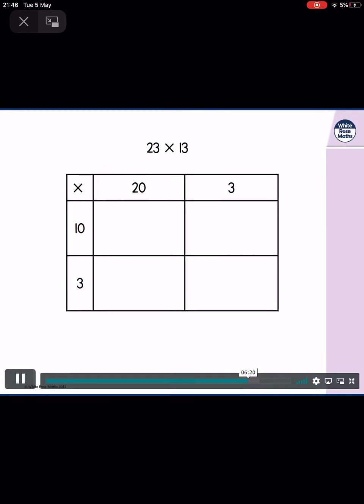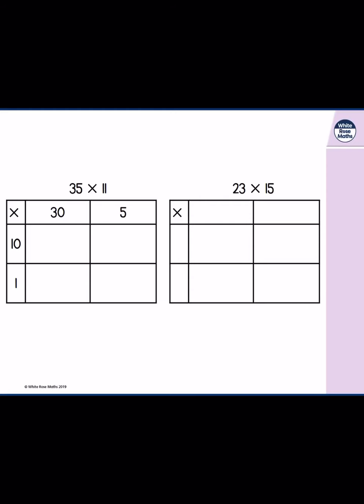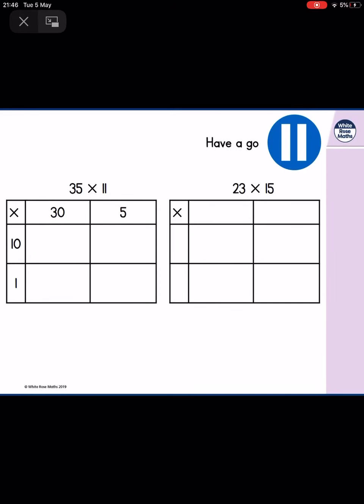For our area model this time, we're not going to use base 10. We're going to represent it using the numbers, but we've partitioned the numbers out. So 23, so having 2 tens and 3, is going to be 20 and 3, and then 13 would be 10 and 3. Well, 10 times 20 is 200, 10 times 3 is 30, 3 times 20 is 60, and 3 times 3 is 9. Added together would give me 299. Okay, two for you to have a go at now. Pause the video, have a go at these.